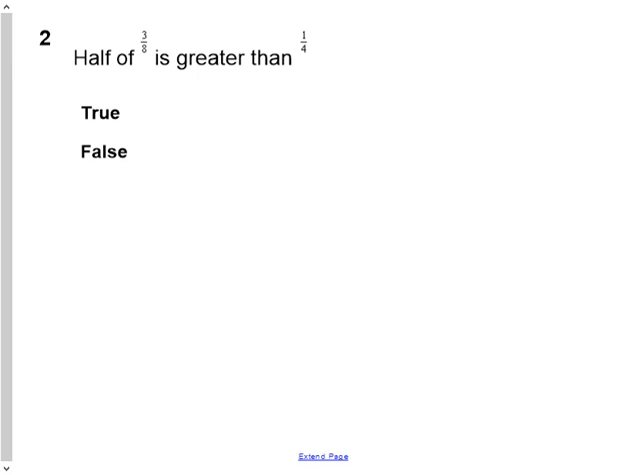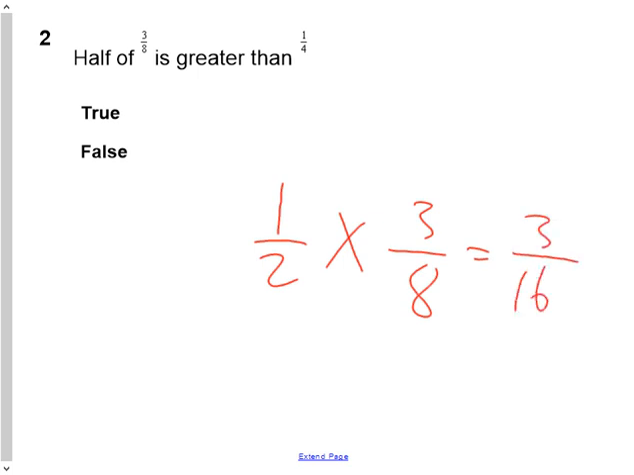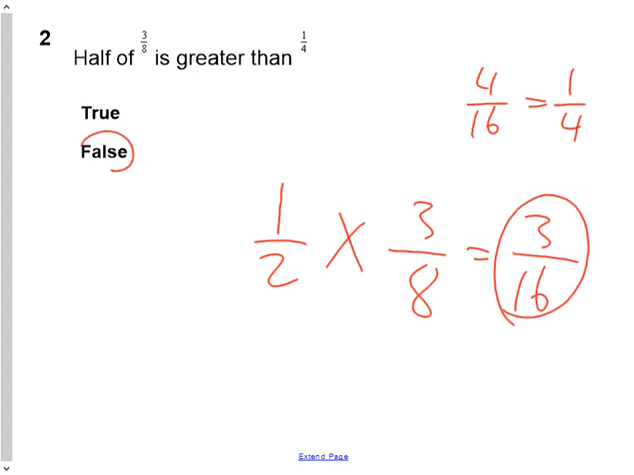And the second question says half of 3/8 is greater than 1/4. So half of 3/8, written as a multiplication of fractions, would be interpreted as being half times 3/8. And when you do that, you're going to end up with an answer of 3/16. Since 4/16 is actually 1/4 in lowest terms, then 3/16 has to be less than that, and therefore half of 3/8 is not greater. It is less than 1/4, and therefore is false.